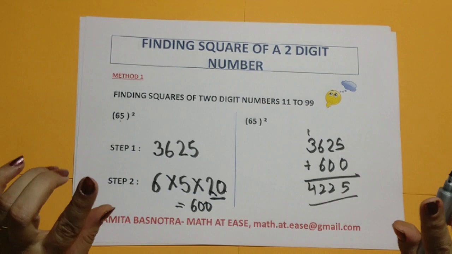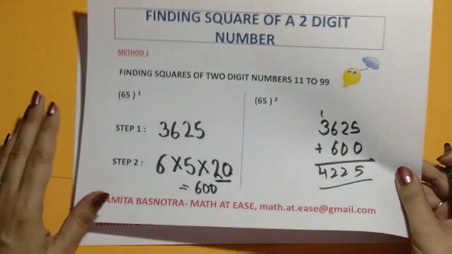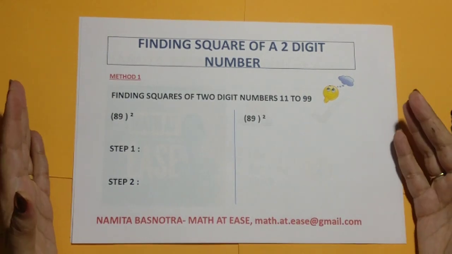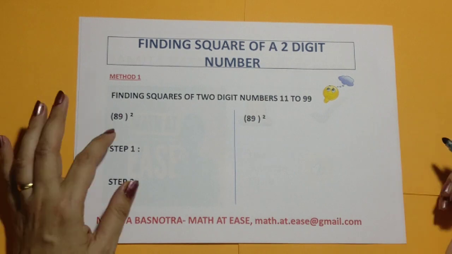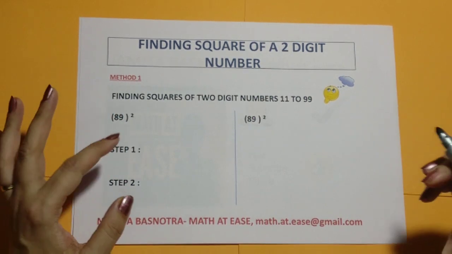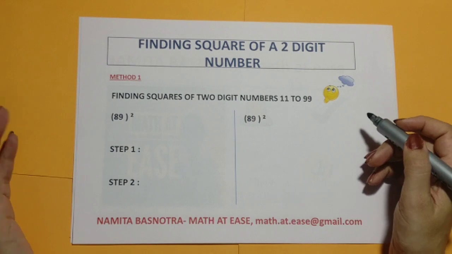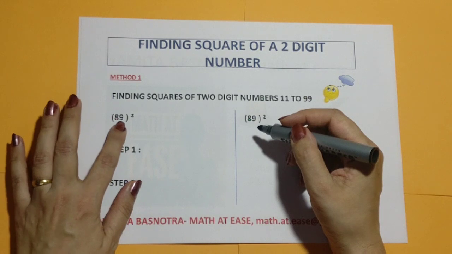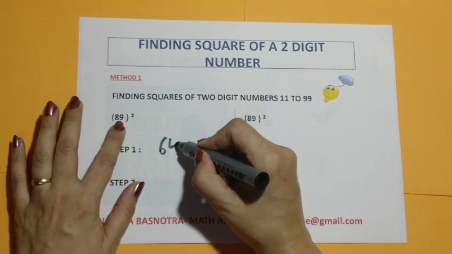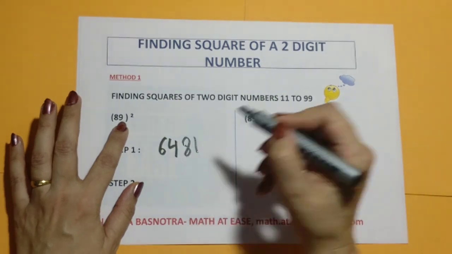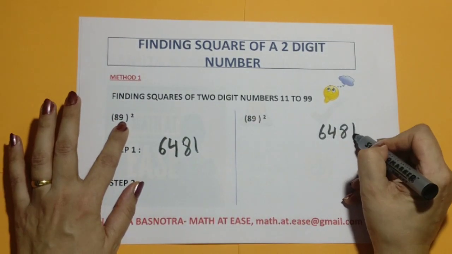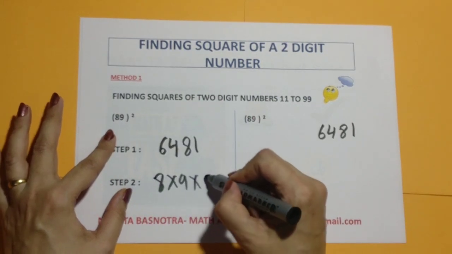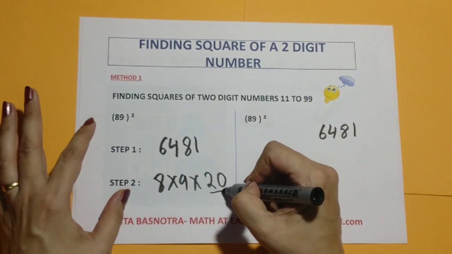So let's do just one final one, a number closer to 100, because there you may think that the multiplication gets more difficult. No, it is not so at all. So let's do 89. What is step 1? Step 1 is I have to write the squares of these two digits separately. So 8 8s are 64 and 9 9s are 81. So my first number is 6481. Step 2 is that I will be multiplying 8 into 9 into that special number which is 20. It's always 20. You have to do that.